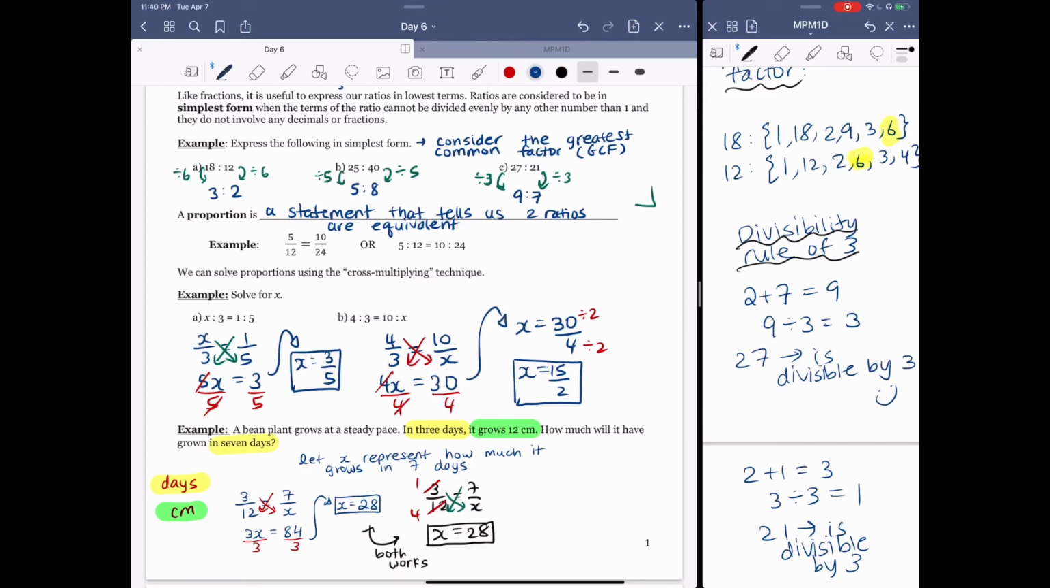And I'll just write a concluding statement, okay? So the black writing is me simplifying before I go on. That's acceptable. The blue writing, I am just going straight through and solving. And if I didn't simplify in the first step, keep in mind I could have reduced it. No, I couldn't have reduced any further. So my therefore statement is, therefore, it will grow 28 centimeters in 7 days.